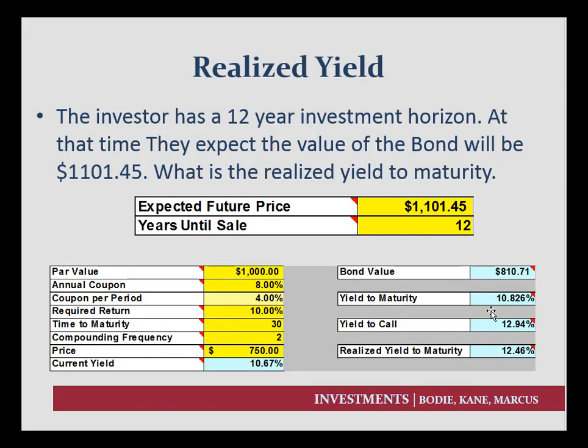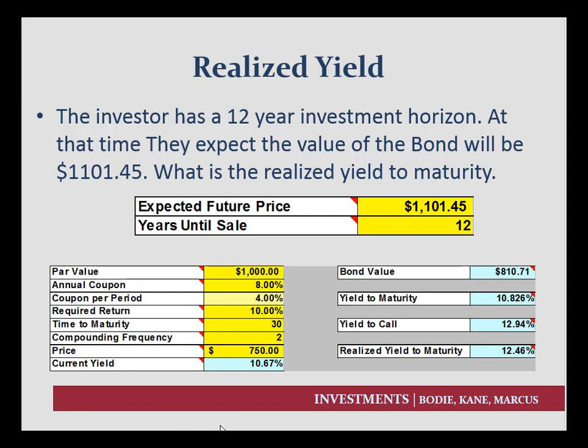The realized yield is another way of looking at returns on investing in bonds, and that is to set a specific time horizon. So we're going to buy some bonds, and we want this investment to be for a fixed period of time. Let's say 12 years. At the end of 12 years, this 30-year bond that we bought, we're going to sell it for whatever the price is in 12 years. So the question then is, what will the price be?